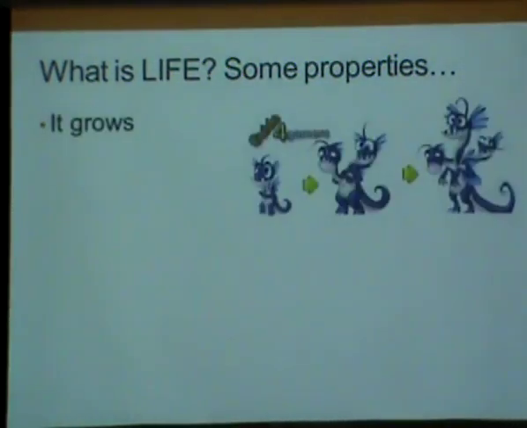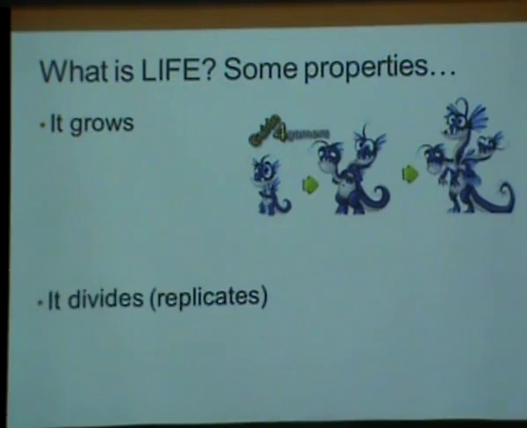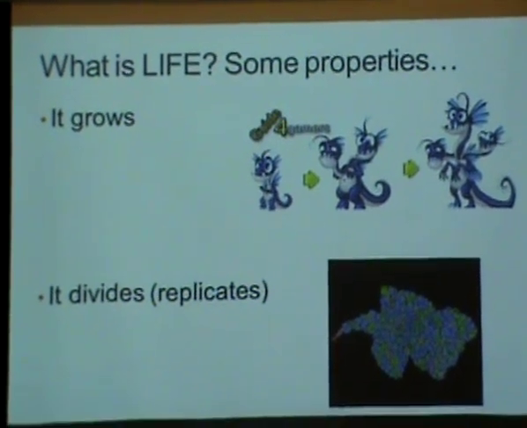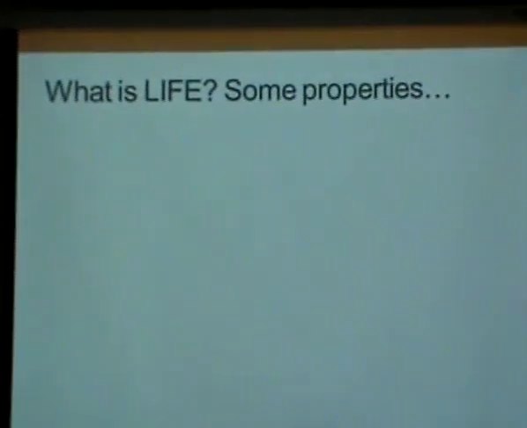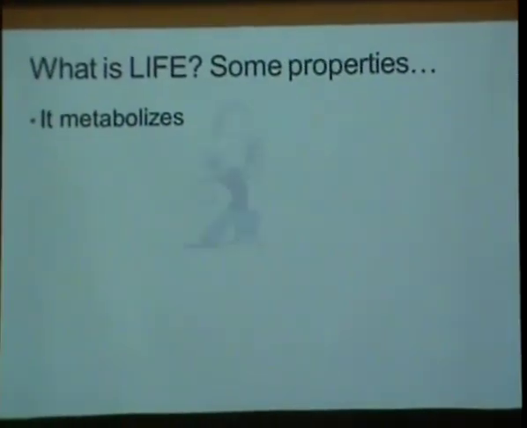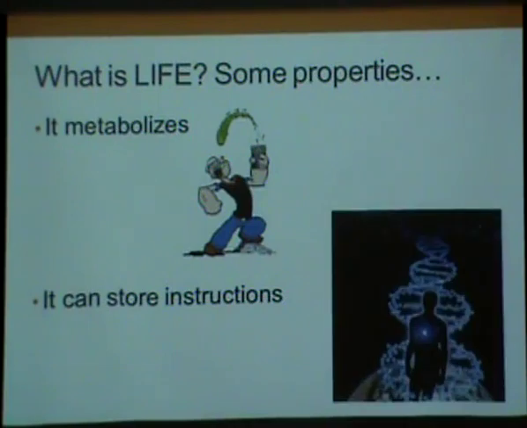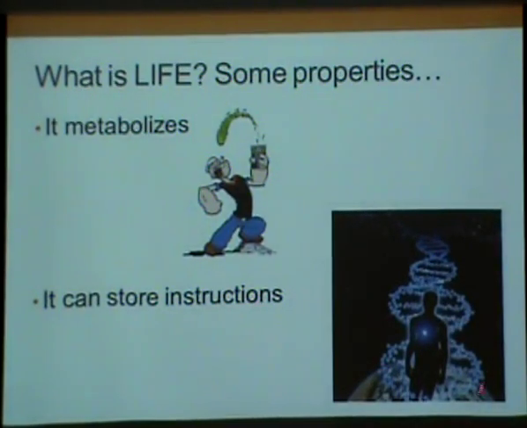First of all, it grows. Life grows. You can see where I spend my time now. But that's okay. It also divides. This happens to be my favorite organism in the universe as we know it, which is what? E. coli. Yes, it's E. coli. That's what I spend a lot of my time studying. Some other features of life: it metabolizes. All life metabolizes. Maybe some of you recognize who that is. Yeah, Popeye, good. We still know that. And also, it can store instructions. So there it is, the cosmic DNA molecule. Life's instructions are stored in that molecule.